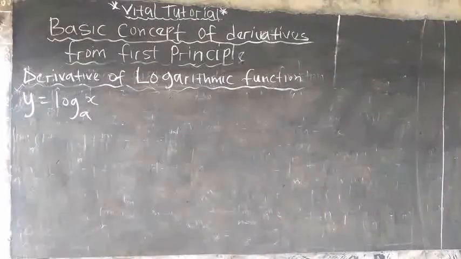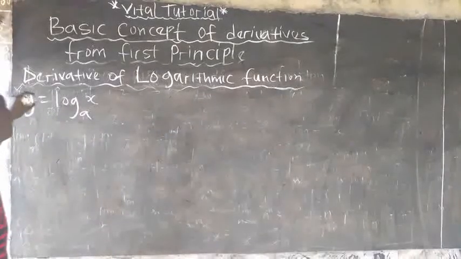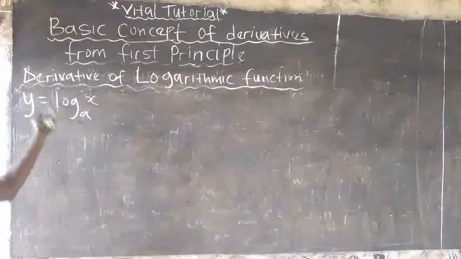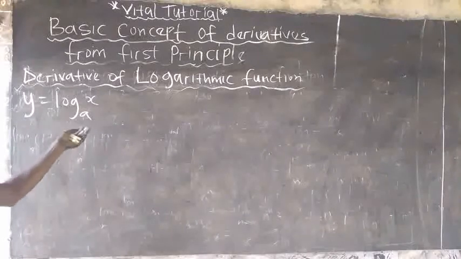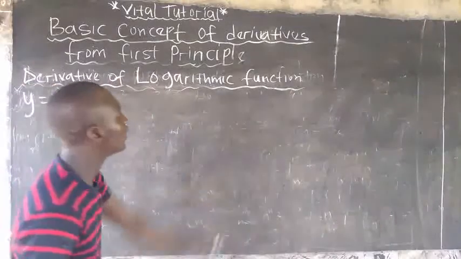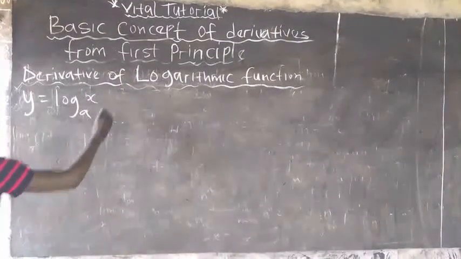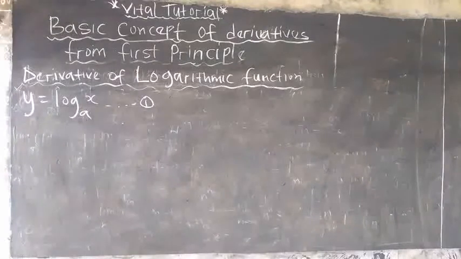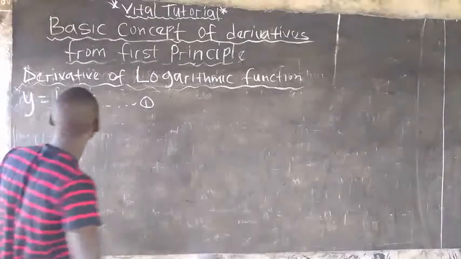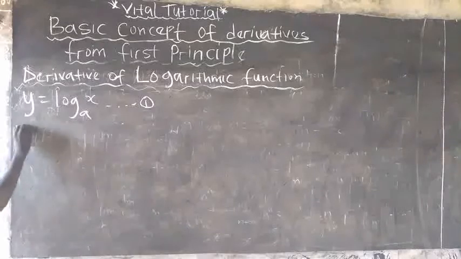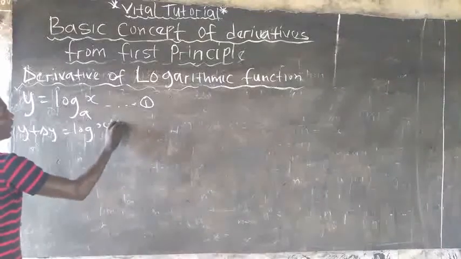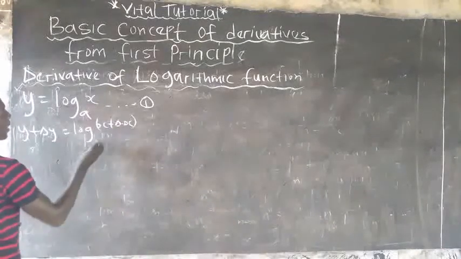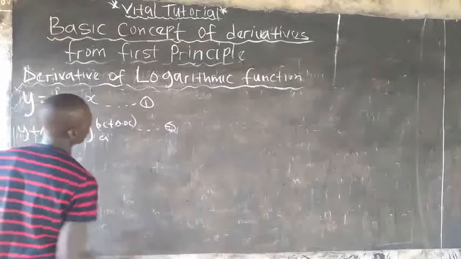Now I always told you, the question being given to you, let's assume the question is in this form. You are told to find the derivative of y equals log of x base a using first principle. I always told you, make this one your equation 1. Then the next thing you need to know is that you add your change in y to y, which is y plus change in y, which equals log of x plus change in x, in brackets, base a. Make this one your equation 2.